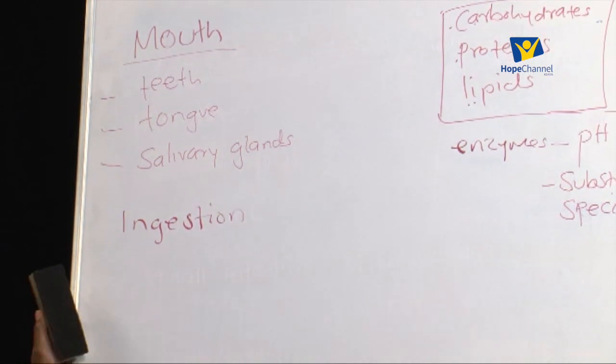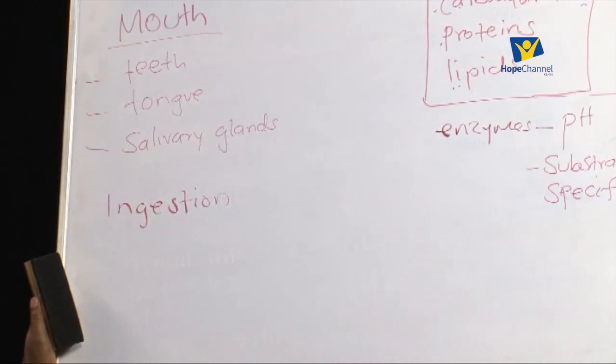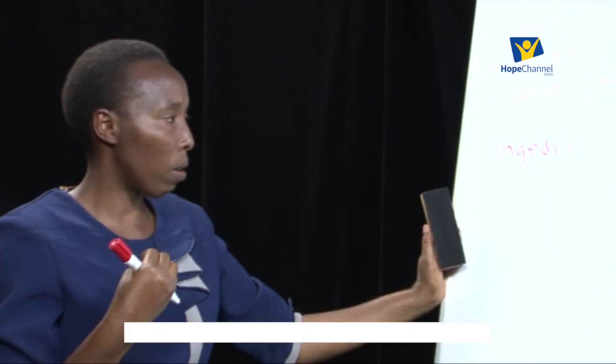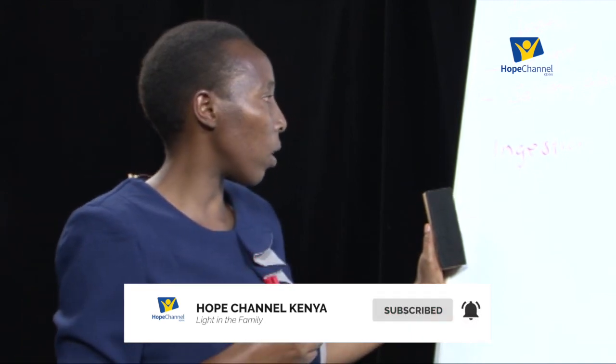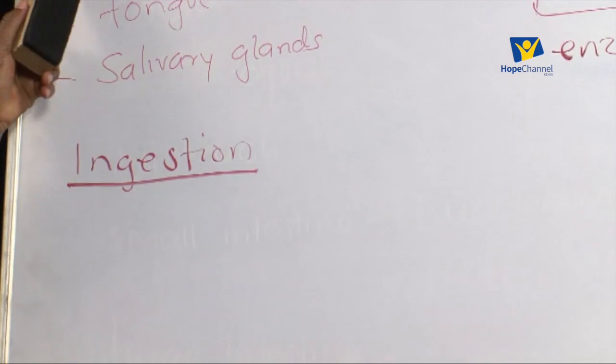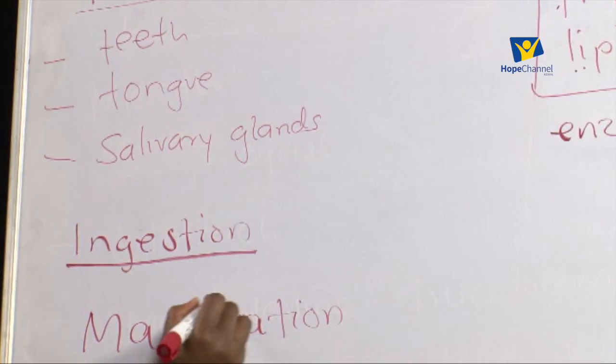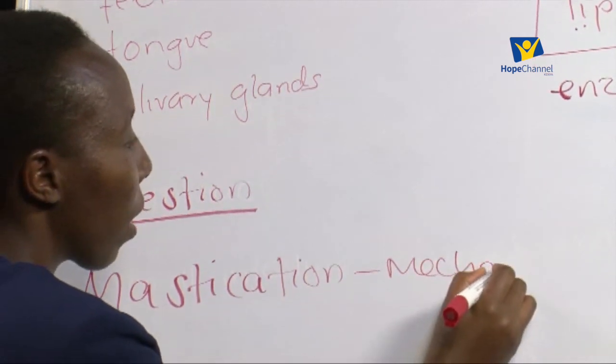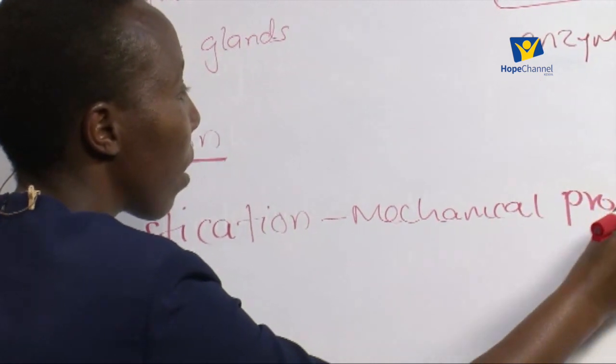So when you introduce this food into the mouth, that process we call ingestion. Ingestion is a process of introducing food substances into the mouth. I have introduced the food substance into the mouth, but in the mouth, remember, I have the teeth, the tongue, and the salivary glands. So what happens? A simple physical or mechanical process takes place in the mouth, a process we call mastication. This is just a mechanical process that is taking place in the mouth.